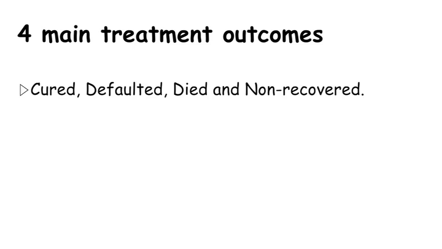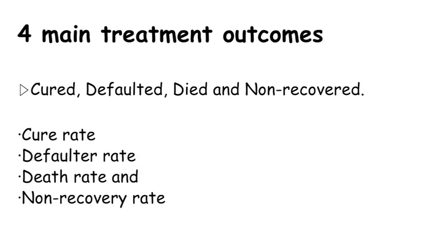So there are 4 main treatment outcomes that we expect when one is enrolled in the IMAM program. That is, they may be cured, they may default, they may die, or they may be a non-recovery. So the performance indicators we have are the cure rate, the default rate, death rate, and non-recovery rate. These performance indicators are compared with targets or standards to indicate whether the IMAM program is reaching its objectives or not.